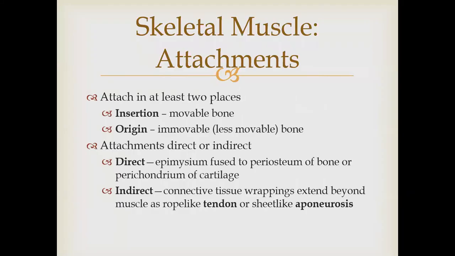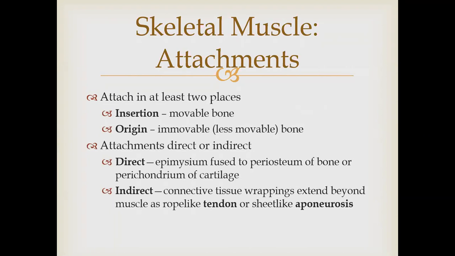All right, for number 9, how do muscles attach within the body? So on this slide, it shows you that muscles will attach in 2 places. They'll attach at the point of insertion and the point of origin. The insertion is the movable bone that it's attached to, and the origin is the immovable portion or less movable bone. So in some cases, you may have muscles attached to more than one bone.